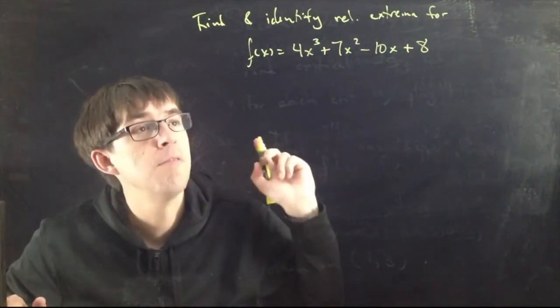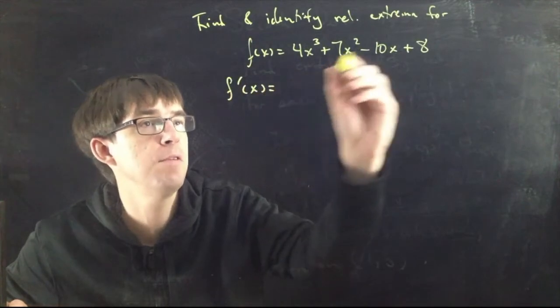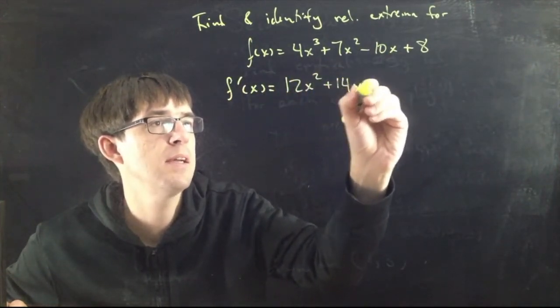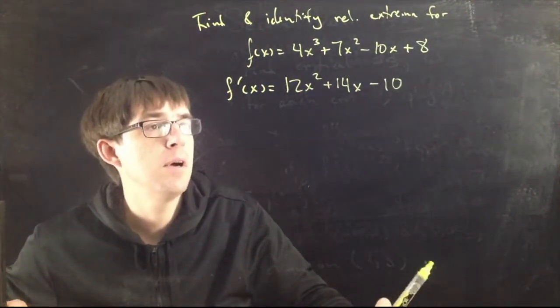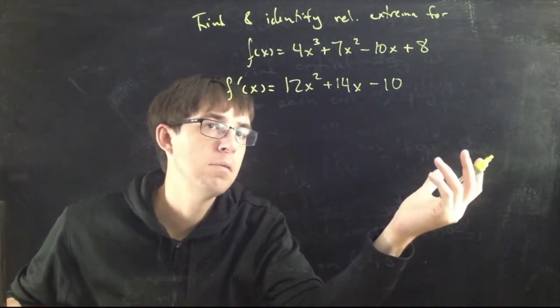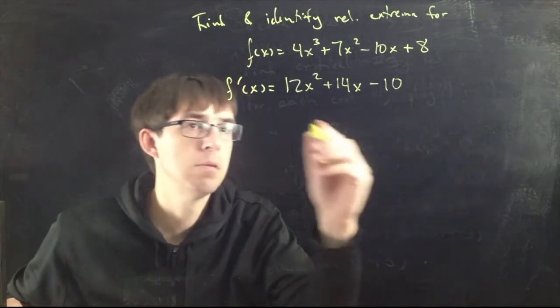How do we do it? First, you find the critical numbers as usual. So I have to take the derivative first. This is going to be 12x squared plus 14x minus 10. And then I want to simplify this as much as I can. I guess I can factor out 2 from everything.